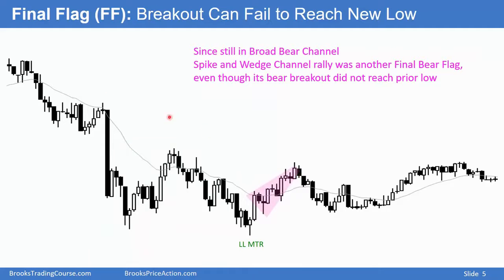At this point, we're still in a bear channel. We have a lower low, and we're still getting lower highs. And therefore, we could get a new low, and we could still get a series of lower highs and lower lows. This then is potentially a leg in a bear channel, which means it's potentially another bear flag. A wedge rally, but a lower high.